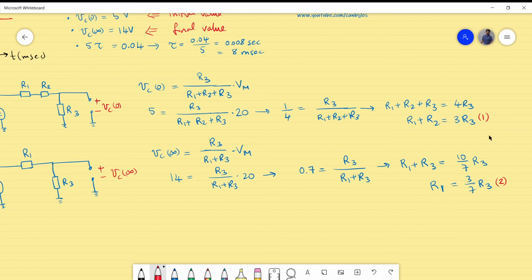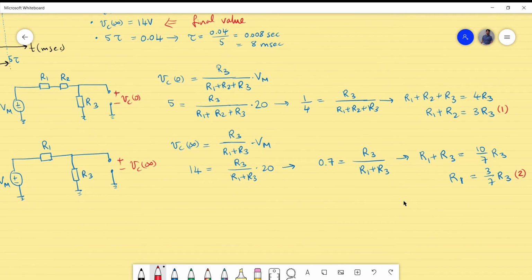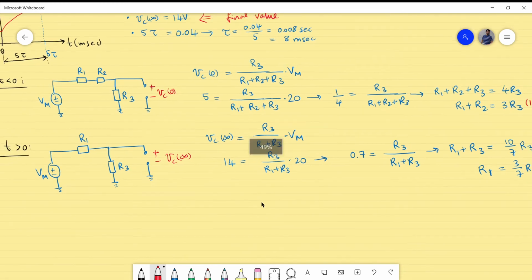What we have is now two equations. If you look at it, we have 3 unknowns, R1, R2, R3. And here we have 2 unknowns. If I substitute equation 2 in here, I still have 2 unknowns, R2 and R3, so I cannot continue with this situation. So I will have to determine another equation. So that will be our next situation. So that's actually the time constant. So let's look at the time constant. So what's actually the time constant?